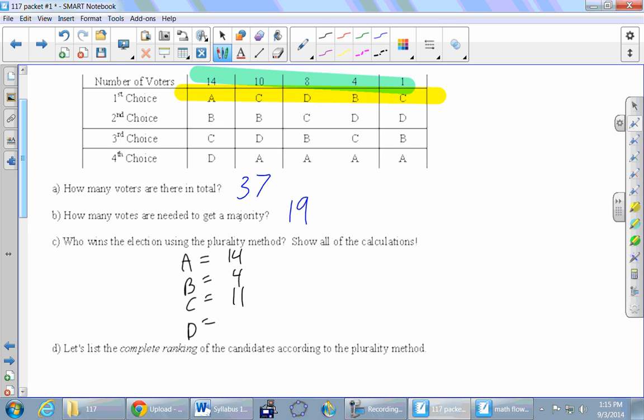Any questions on that 11? It's mysterious if you don't know how to do it. Easy if you do. Ask a question if it's mysterious. Okay, and then finally, D. How many votes did D get first place? 8. What is a good way to check that everybody's here? As we add them, what are we expecting? You still better have the 37. So you make sure that you get 37 when you add up all those voters. So who is our winner? A, B, C, or D? A is the winner. Because A has the most first place votes, yes?